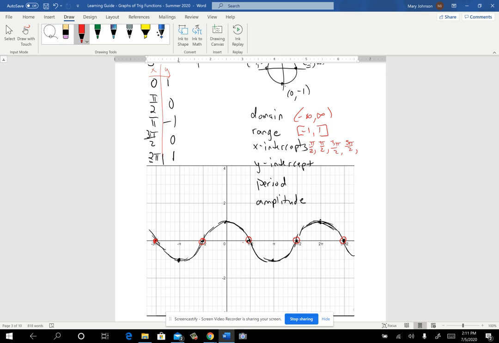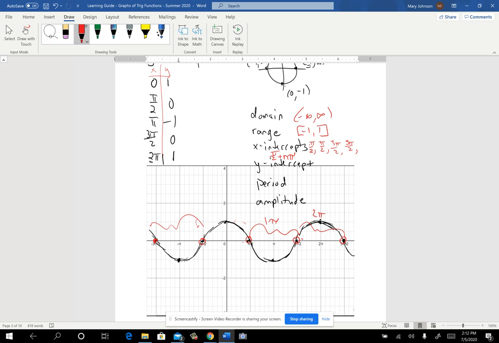You could say they're at pi over 2 plus, and see how this right here is pi. So pi over 2 plus 1 pi would get you to here. Pi over 2 plus 2 pi would get you to here. So it's pi over 2 plus n pi. And then if you took away a pi, you'd be over here. Took away 2 pi, you'd be over here. So that's one way of saying it in general.